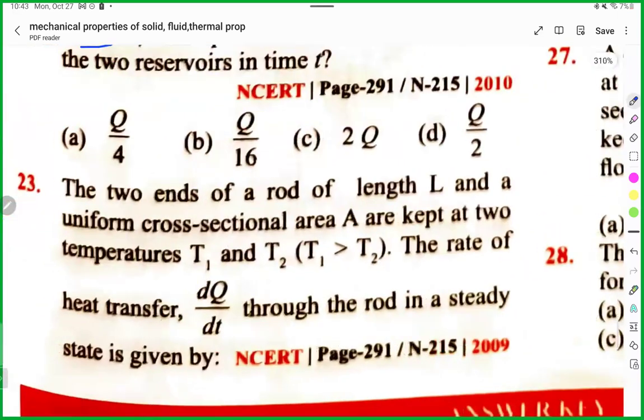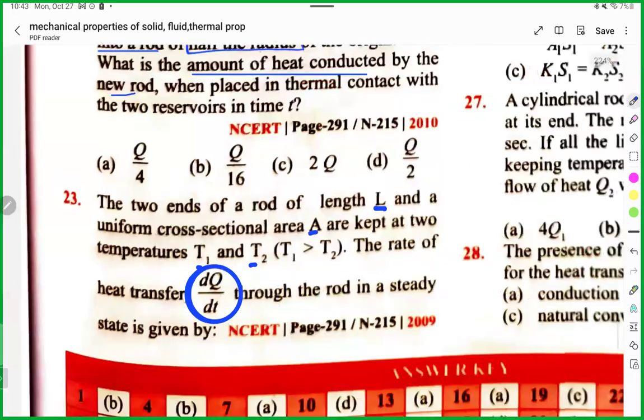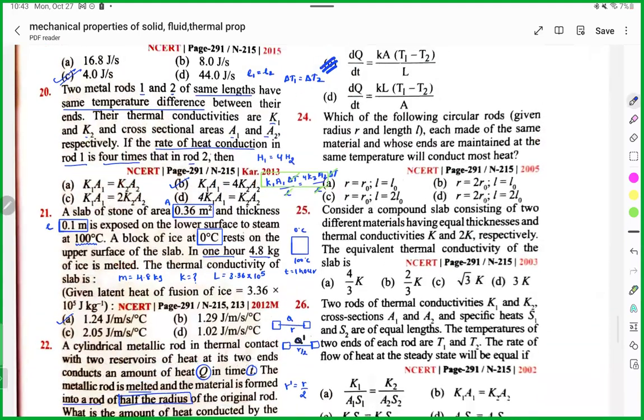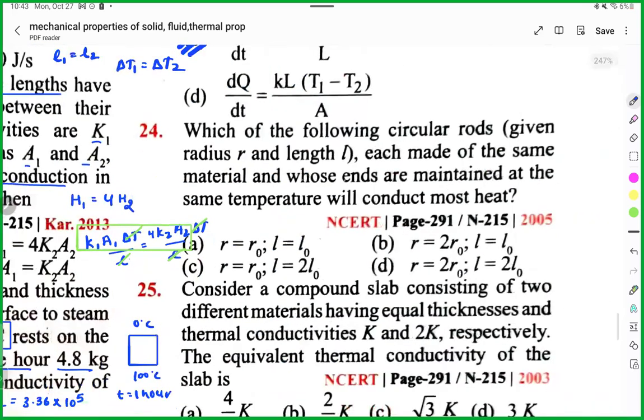This is the level of need. That's what I'm saying. In a test, if you get a few difficult questions, don't solve them because most people will not be able to solve them. But you cannot leave easy questions. See, length L, area A, temperatures T1, T2, what will be the dq by dt value? Direct formula based question. We never know, correct? Most questions are like this.